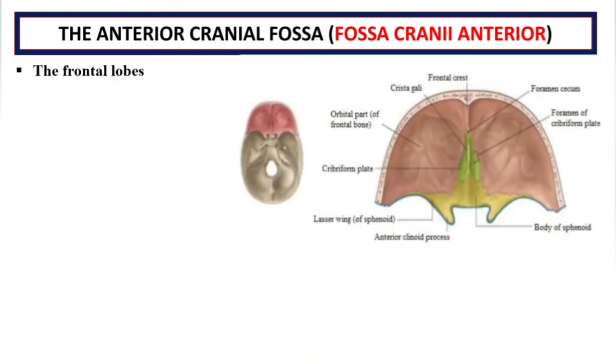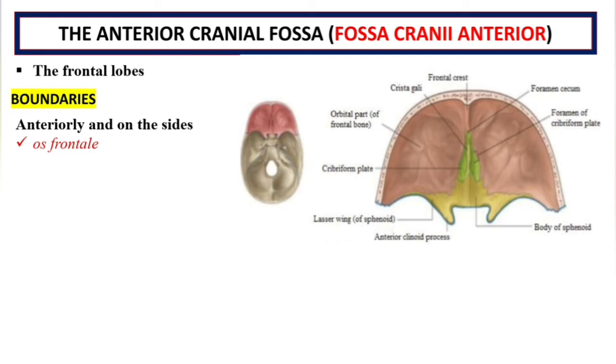Starting with the anterior cranial fossa, fossa cranii anterior, right? In this fossa, you find the frontal lobes of the brain, right? What are the boundaries of this anterior cranial fossa, right? Anteriorly and on the sides, you find the frontal bone, right? Os frontale.